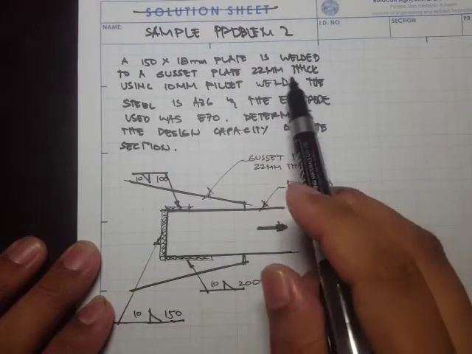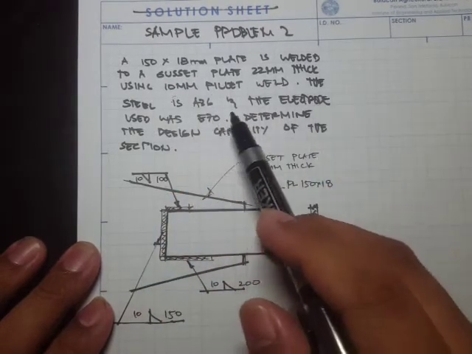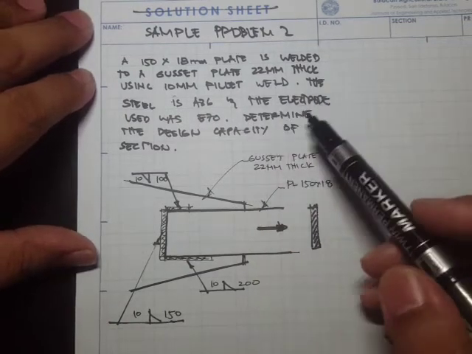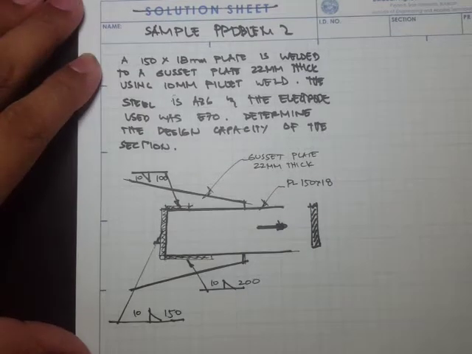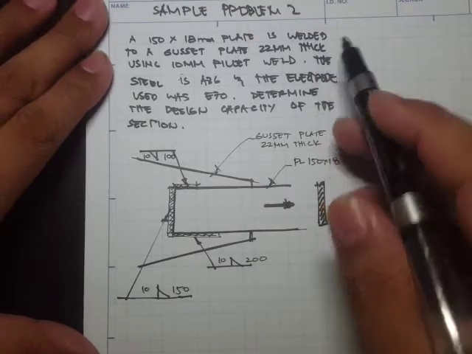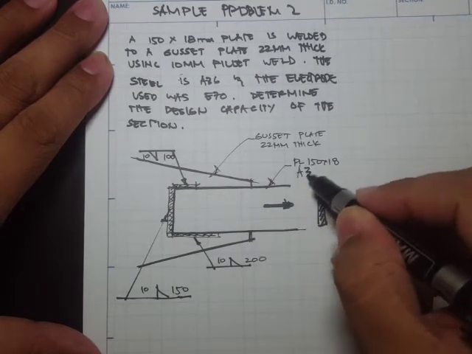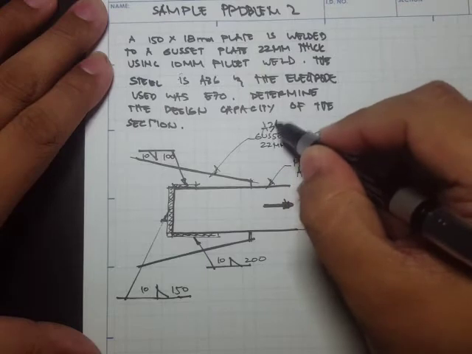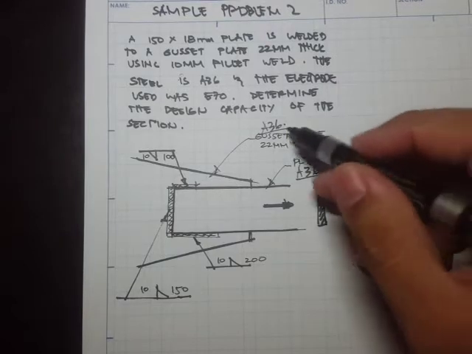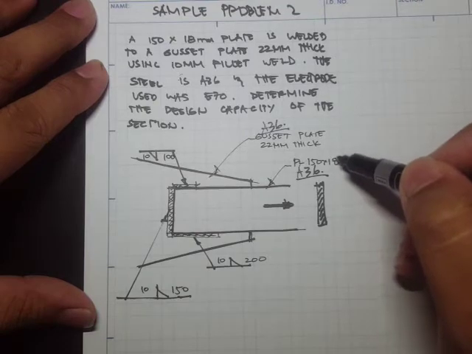And it says that we're using 10 mm fillet weld. The steel is A36 and the electrode used was E70, and we were asked to determine the design capacity of the section. Okay, so we have a base metal of A36, and this gusset plate is also A36, meaning that we don't need to check the base metal capacity of each, because we can just take the minimum thickness, and that's going to be it.